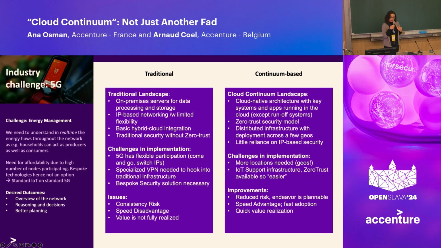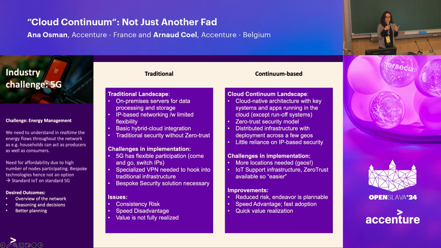So how can Cloud Continuum help? Well, think about having real-time information coming from all the households that are consuming and producing energy at the same time. Like this, you can know at all times the decisions that you need to take in order to not have outages or in order to optimize the consumption.